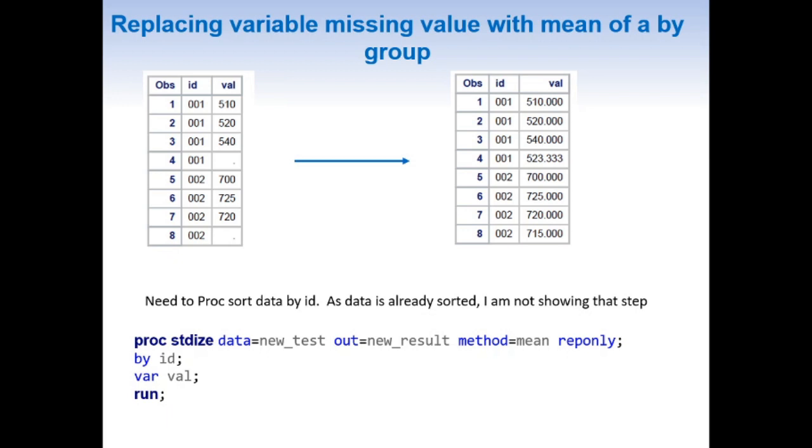And doing that is also very simple in proc standardize. All we need to do is add by ID. Before doing this by ID, we need to sort the data by ID. As the data is already sorted here, I'm not showing this step. So it is very clear, replacing missing values is super simple in proc standardize compared to any other way of doing this. And that's all for this topic.